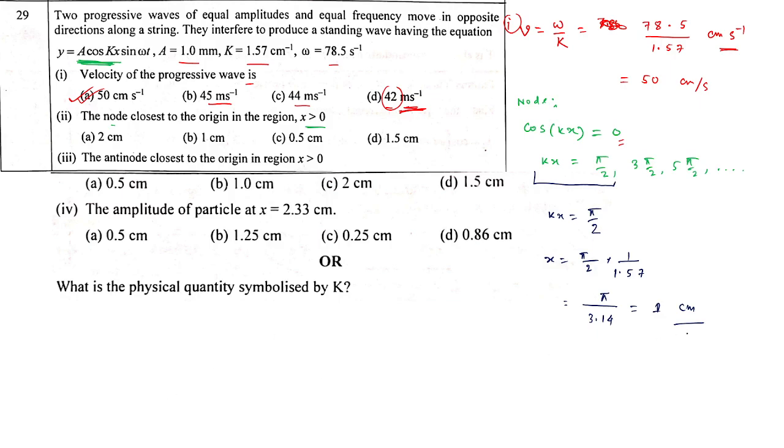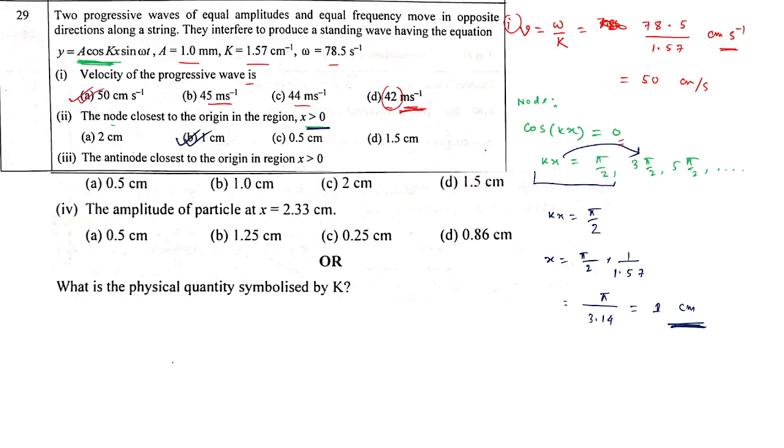Now this is greater than 0. Yes or no? If you choose this condition, the value of x will definitely be greater than 0. So our correct answer is 1 centimeter. Closest to the origin: the origin is x equal to 0, and we are getting a node at the point x equal to 1 centimeter. So the answer is 1 centimeter.